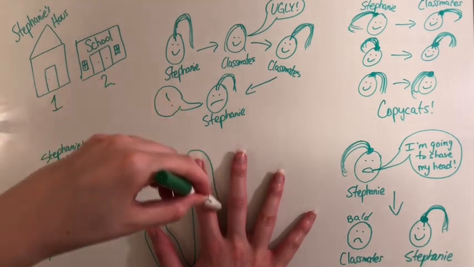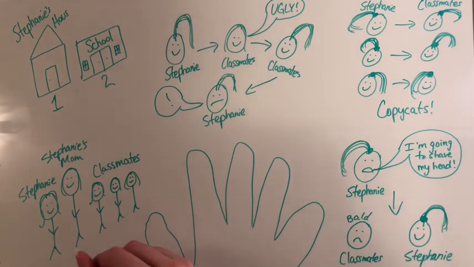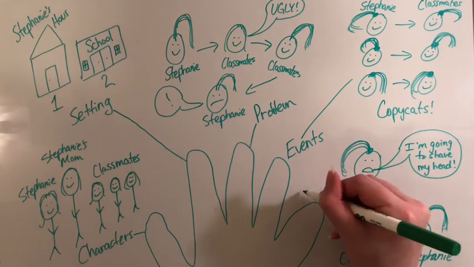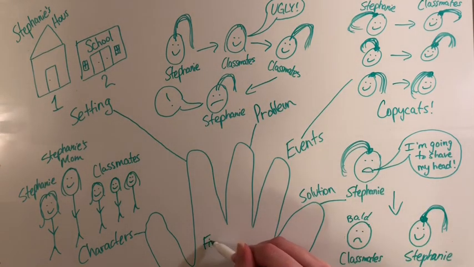We did it! We just did a 5-finger retell with the story of Stephanie's Ponytail. In our retell, we have all of our important parts, including our characters, the setting, the problem, the events, and the solution. We remembered all 5 fingers for our retell.